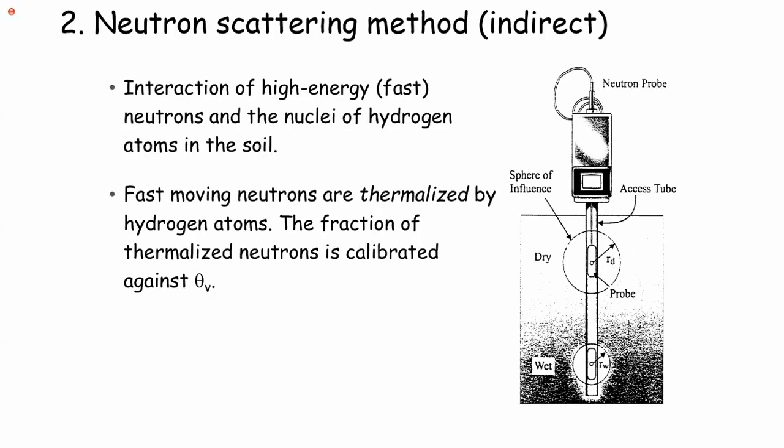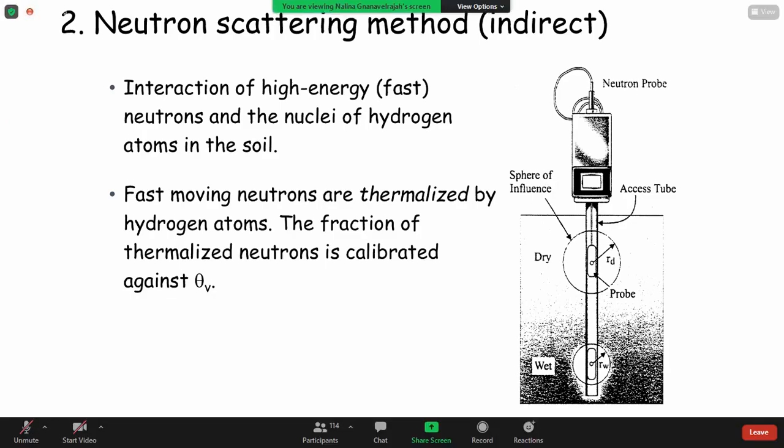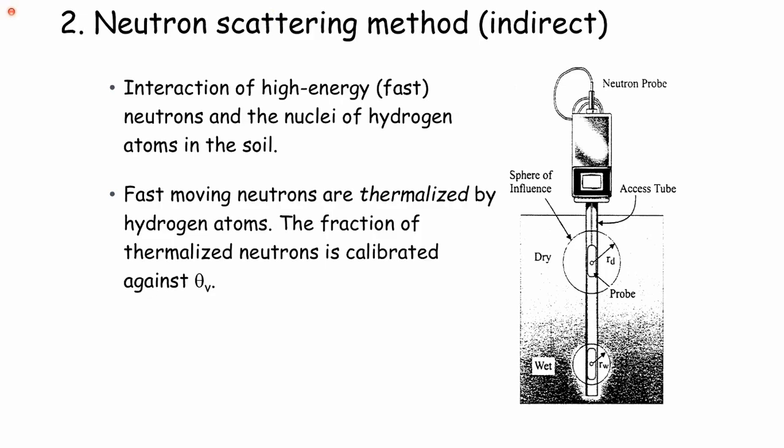Okay, so the second method, which is an indirect method, is the neutron scattering method. Why do we go for an indirect method? Because the gravimetric method, even though it is the standard method, is a destructive method. So we want to find the moisture content where we do not take the soil sample from the field, but we measure it in the field itself. It is based on the interaction of high energy neutrons and the nuclei of hydrogen atoms in the soil.